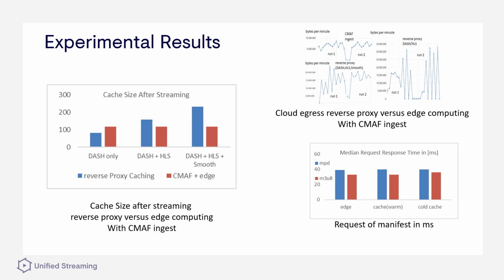And then in the last result, we show some of the request response times, both for requesting the manifest and M3U8. In both cases, we achieve request response times under 40 milliseconds, both when the edge multiplex is done, when the cache is already full, or when the cache is cold. So the setup is still achieving high performance and low latency.